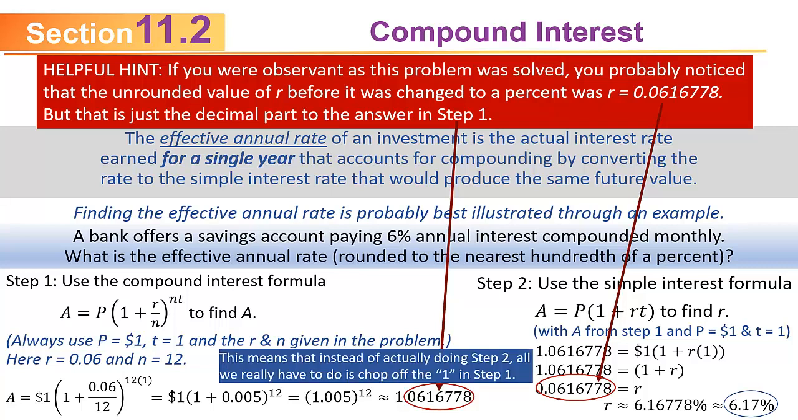So you really don't have to do step 2 at all, if you'll just notice that. Once you get to the end of step 1, all you got to do is ignore the 1, and what's left over will be the answer. Of course, you still want to change it to a percent and round it off, but it saves you from having to do all of step 2.